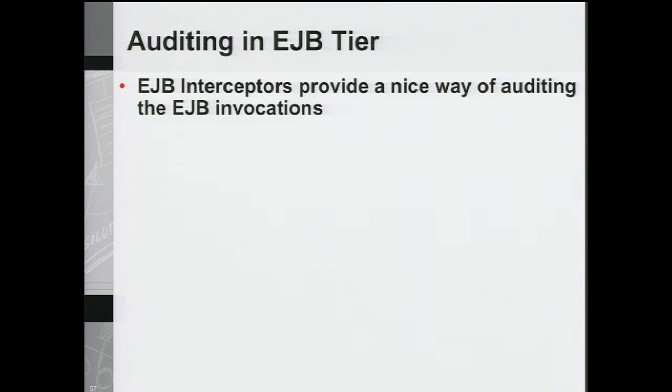Auditing. Again, like filters in the web tier, you can use interceptors in the EJB tier, which provide a nice way of doing auditing. Again, I'm not going to go into too much detail of the interceptors themselves, but there are nice annotations available to do those as well. @Interceptors is an annotation to use to apply an interceptor to an EJB, and you can basically write your aspect functionality using the @AroundInvoke annotation.